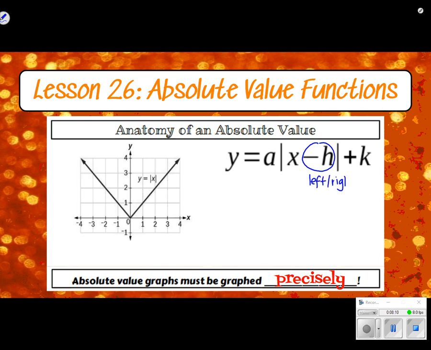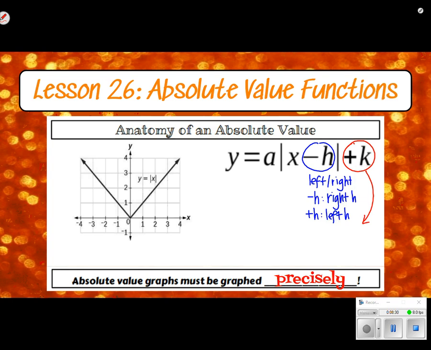Some of you are still confused on this. It's opposite. I see a minus. I usually think left. This is actually going to move me right, h units. If I see a plus, I usually think right, but that's going to move me left, h units. The one outside, the plus k, is going to do up and down. Plus k is going to move up. Minus k is going to move down.